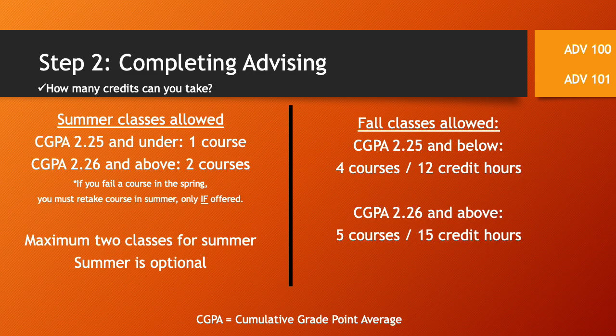For the fall semester, if your GPA is above a 2.26, you will be allowed to register for 15 credits or 5 courses, whichever one occurs first. If your GPA is below this, you will be restricted to registering for 4 courses or 12 credit hours. Students with high GPAs can also pursue to take 6 courses. However, this should be discussed with your advisor to see if this is an option for you.